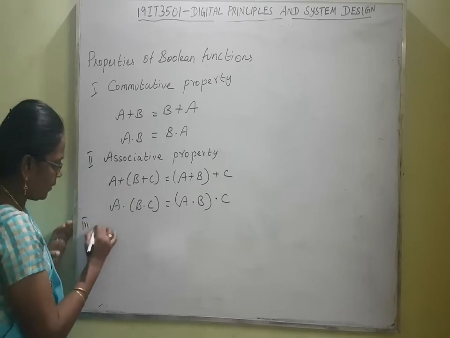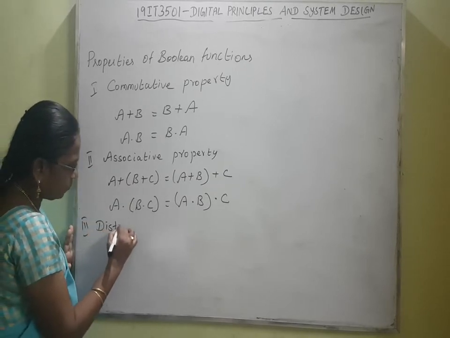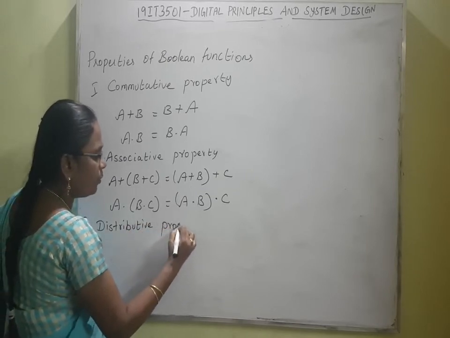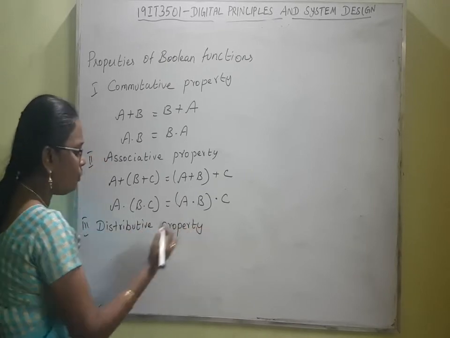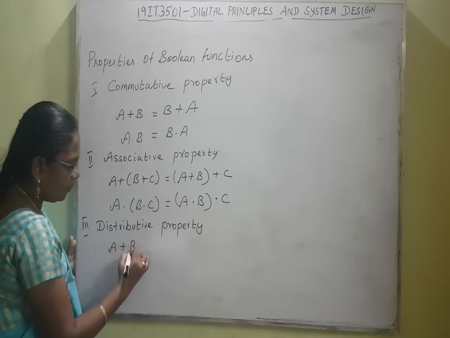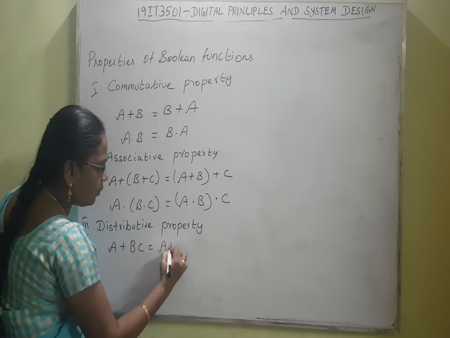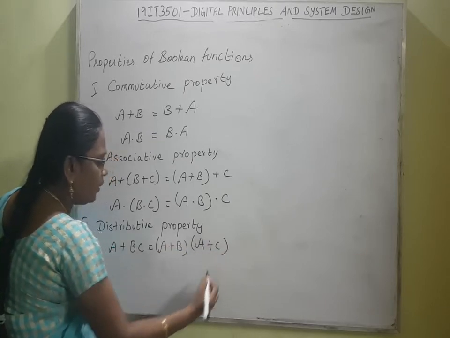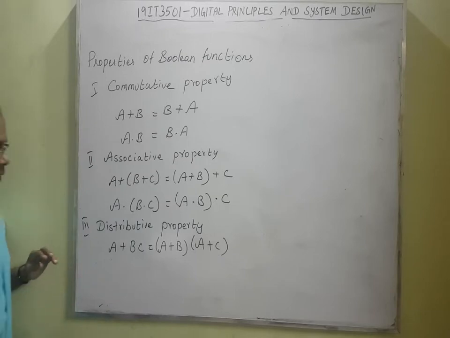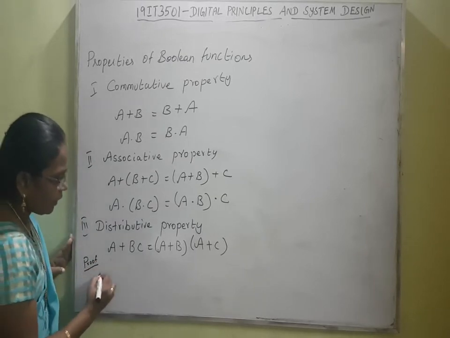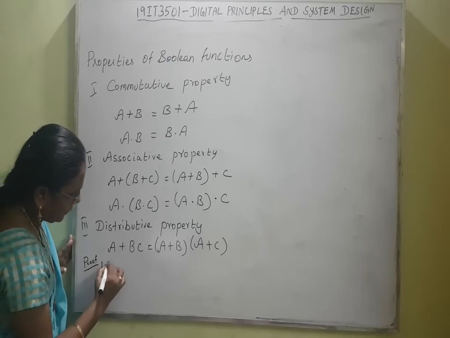The third one is the distributive property. Now what is the distributive property? We have A plus BC is equal to (A plus B) into (A plus C). So this is the distributive property. Now how do we prove this distributive property? Let us take the left hand side.